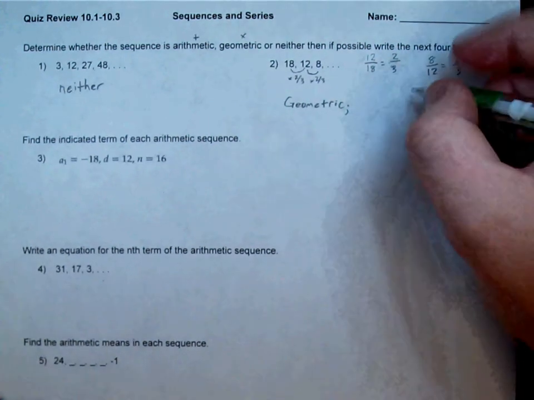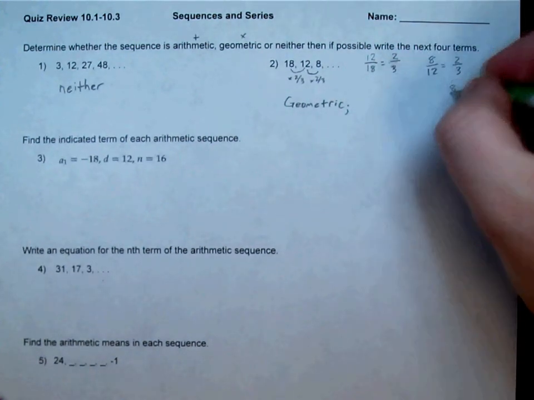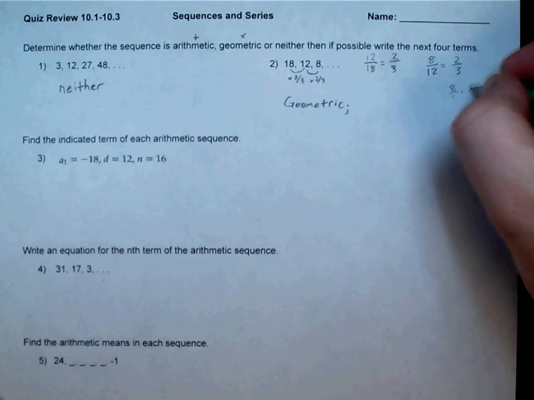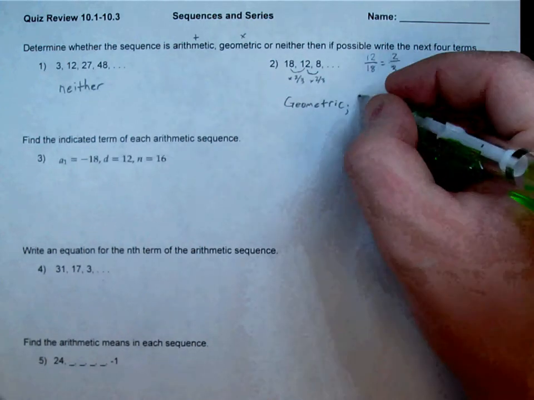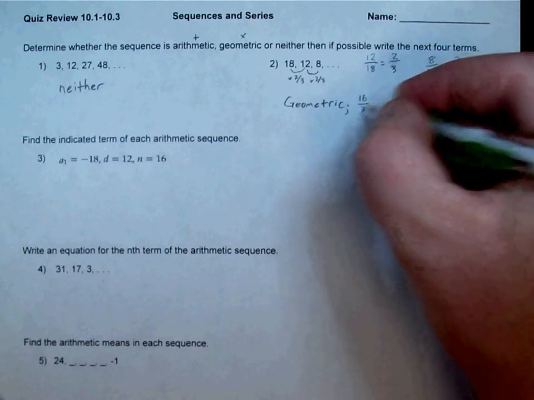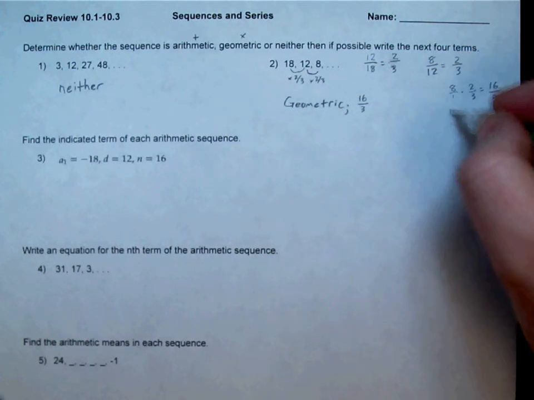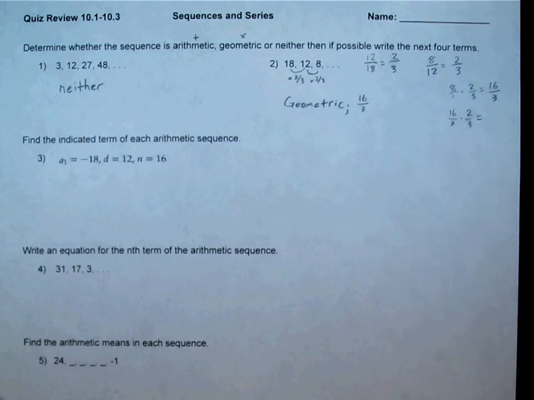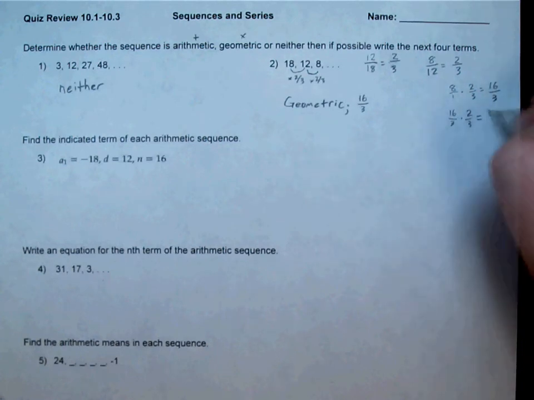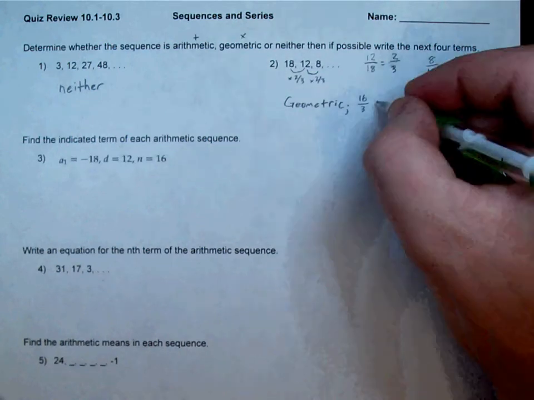So what we want to do is take the 8, and we can think of it as 8 over 1. We're going to multiply by 2/3. When you do that, multiply straight across. 8 times 2 is 16. 1 times 3 is 3. And that didn't simplify, so 16/3 is the next term. Then we keep repeating. We'll multiply that term by 2/3. So multiply straight across. 16 times 2 is 32. 3 times 3 is 9, so 32/9.